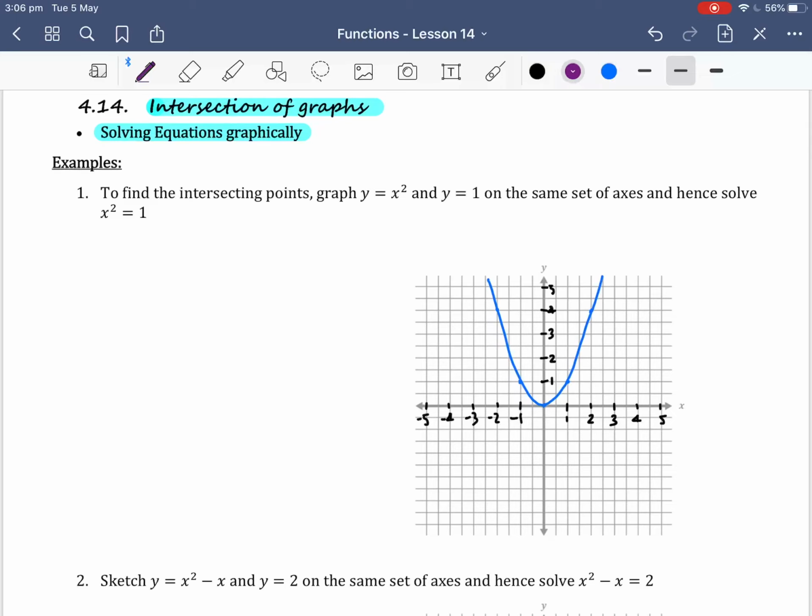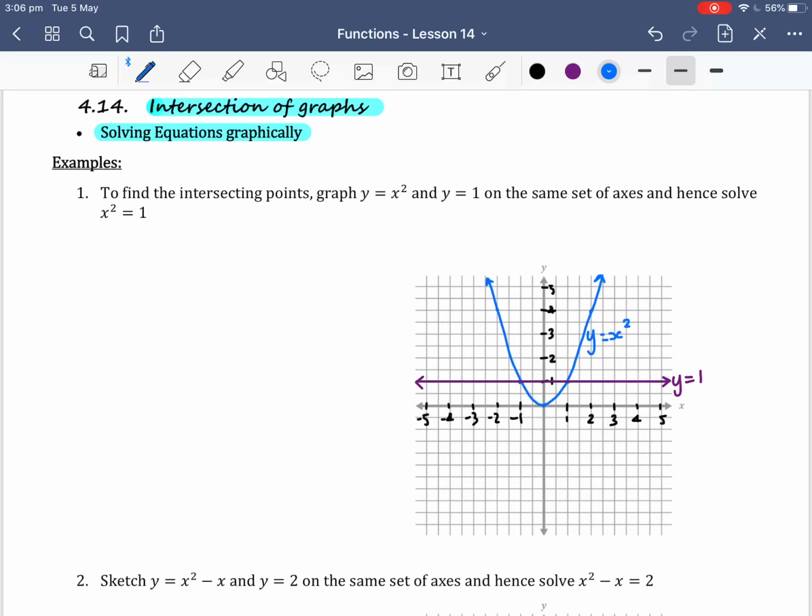Like so. And then y equals 1 is the straight line that is horizontal going through the y-axis at 1, if I can get it to look proper. There we go. So let's label both of those. So that's y equals 1, and this is y equals x squared.